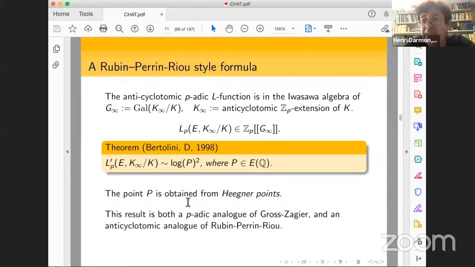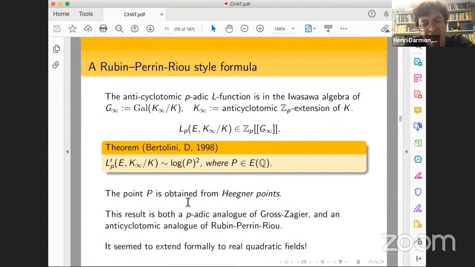So it could also be viewed as an anti-cyclotomic analog of these formulae. And I think the thing that struck me the most about this formula is that I had in mind at the time a close analogy between Heegner points and geodesic cycles on the upper half plane, which are attached to narrow ideal classes in real quadratic fields.